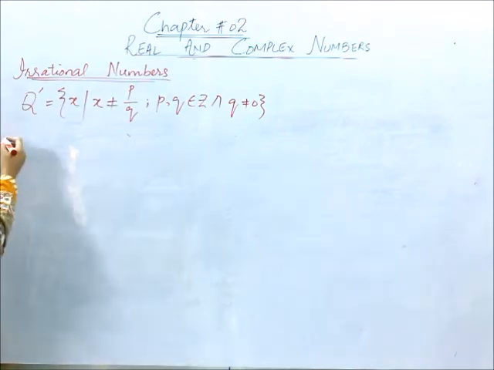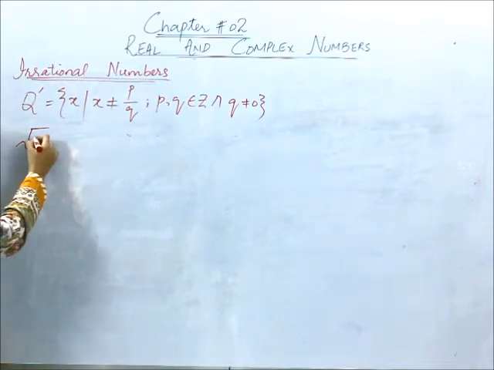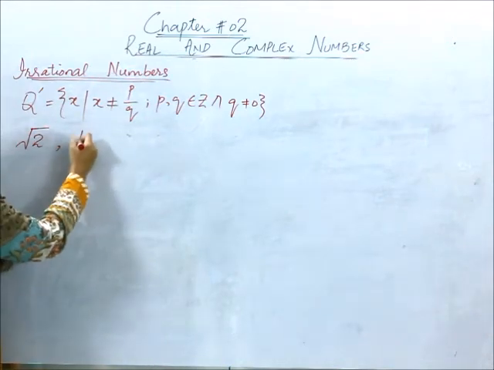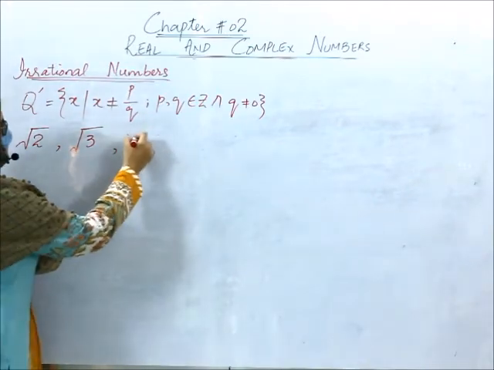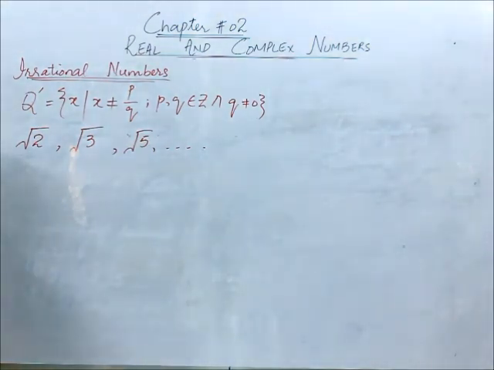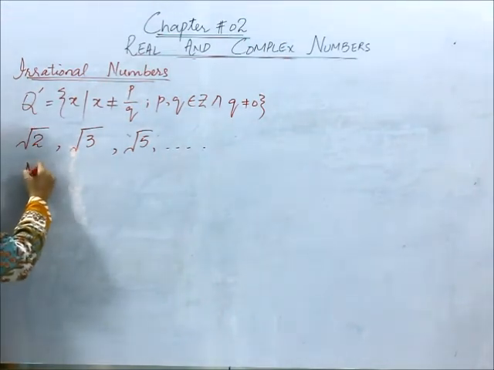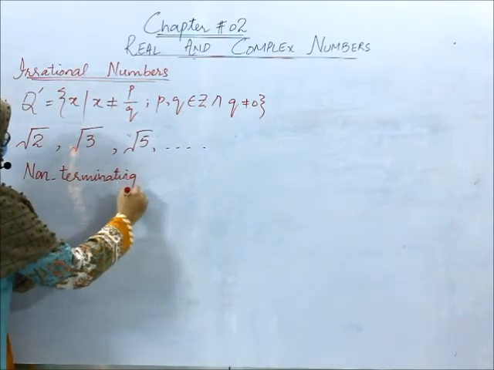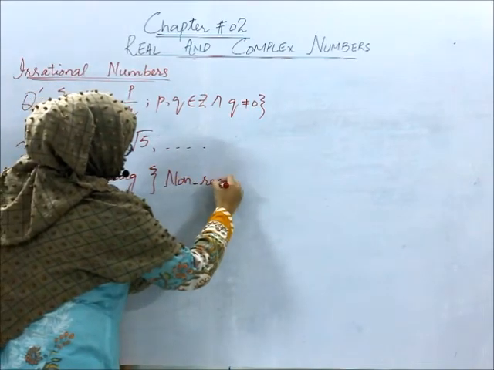So what about the examples of irrational numbers? The square root of prime numbers, that is square root of 2. It cannot be written in P over Q form. Similarly, square root of 3, square root of 5, and so on. That is, square roots of prime numbers are irrational. Why are they irrational? As we studied earlier, non-terminating and non-recurring decimal fractions are what? They are irrational numbers.